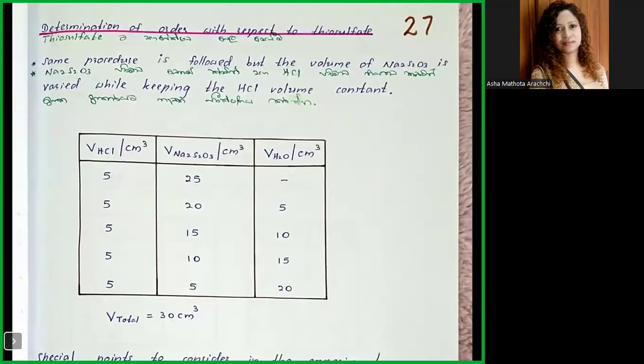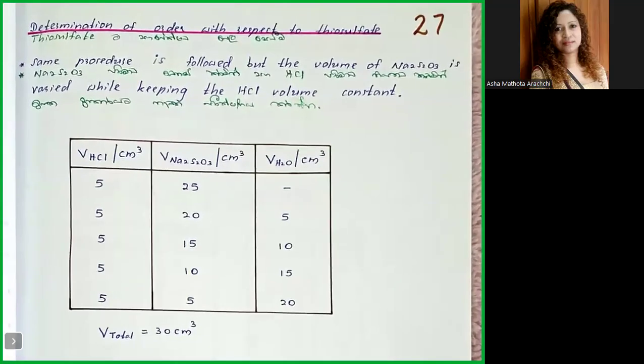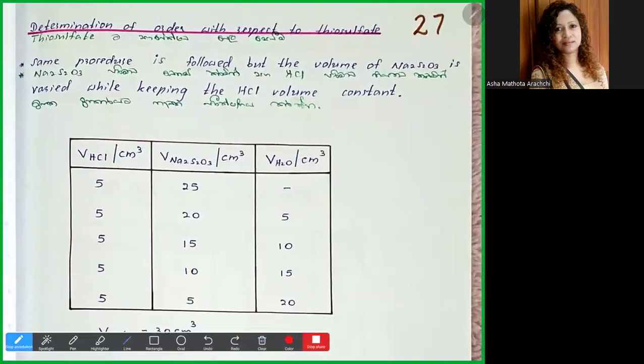Okay, so the same experiment we are doing to get the order with respect to thiosulfate. Same experiment. Let's write the topic. Subtopic. We are still under thiosulfate and HCl, okay? Subtopic: Determination of order with respect to thiosulfate.